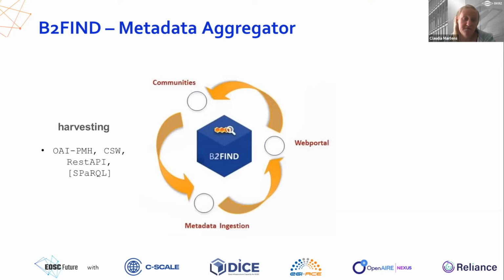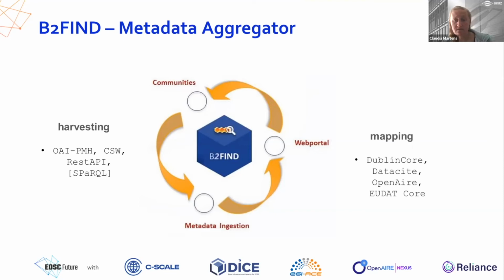Of course, we prefer harvesting via OAI-PMH because it's so easy, but we also support CSW and, of course, REST APIs. And the SPARQL queries, so anything that refers to triples, is only enabled in the beta version. This part here refers to the mapping.